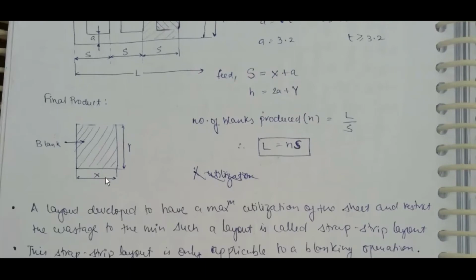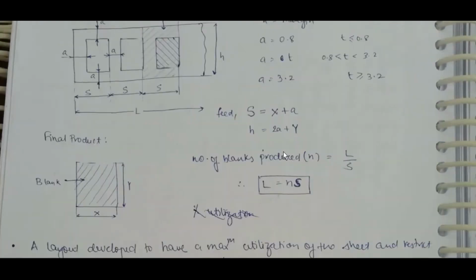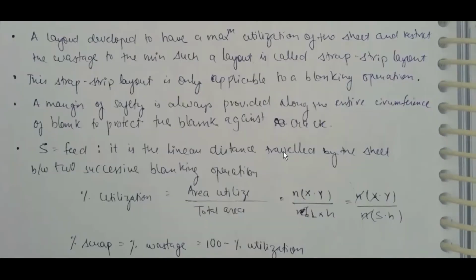Final product X, Y blank. Number of blanks produced, N is equal to L by S, where L is equal to NS. A layout developed to have maximum utilization of sheet and restrict the wastage to the minimum is called a strap strip layout. This strap strip layout is only applicable to a blanking operation.